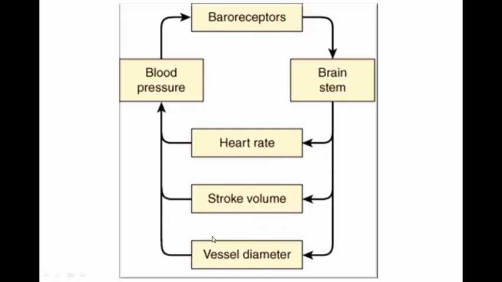and by changing the vessel diameter, they change the resistance. And the cardiac output and the resistance are the two determinants of the blood pressure. So this will bring about change in the blood pressure back to the normal level or closer to the normal level.